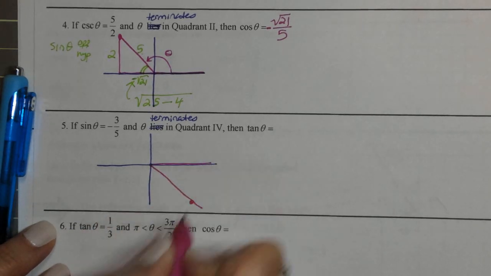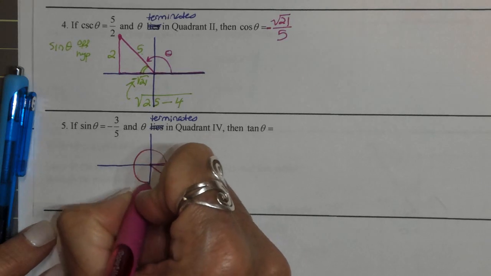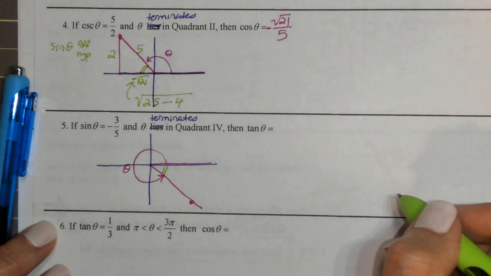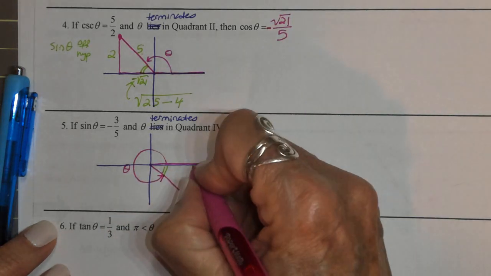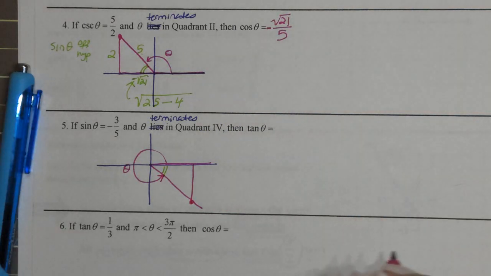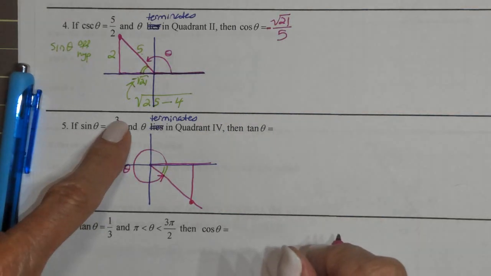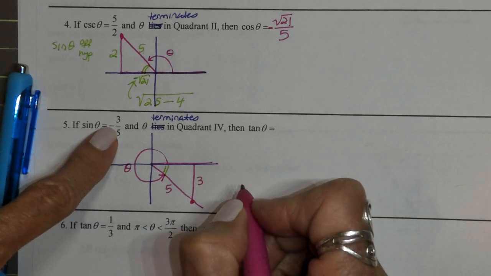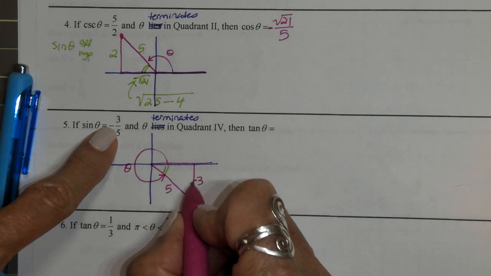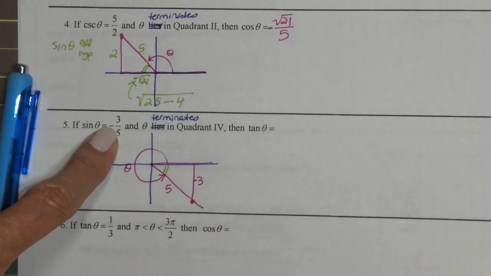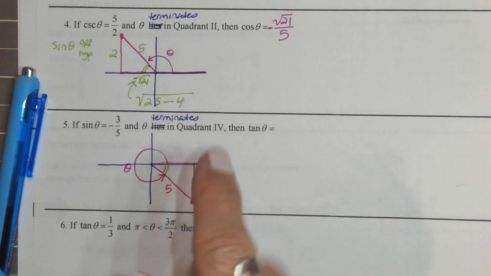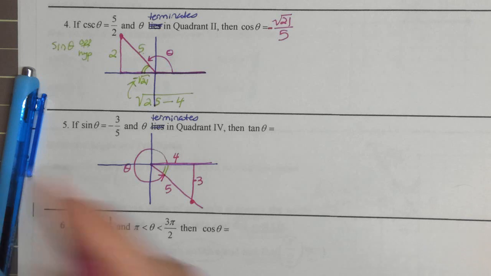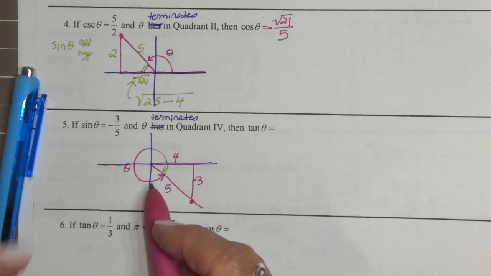Here's the initial side. So there's theta. The reference angle is with the x-axis. So I'm going to draw this. I need to get my values. Sine is opposite over hypotenuse, so 3 and 5. One of them gets a negative. I give it to the 3. The hypotenuse is never negative. So that means this leg over here must be 4. Is it positive or negative 4? It's positive because it's to the right of the y-axis.